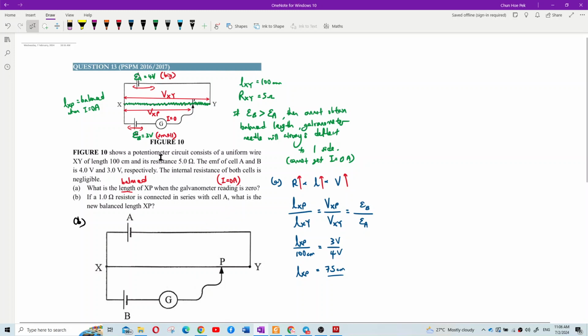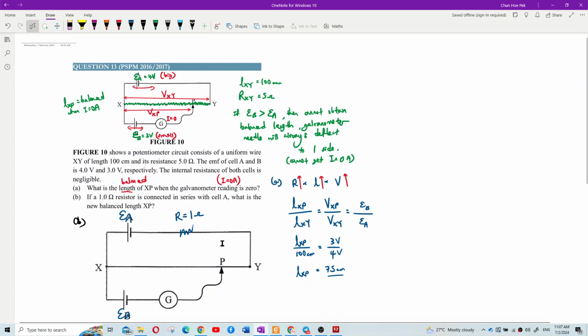Now he says he put another resistor in series with cell A. That means now he got a battery here, resistor 1 ohm in series with cell A. This is EMF A, and below is EMF B.